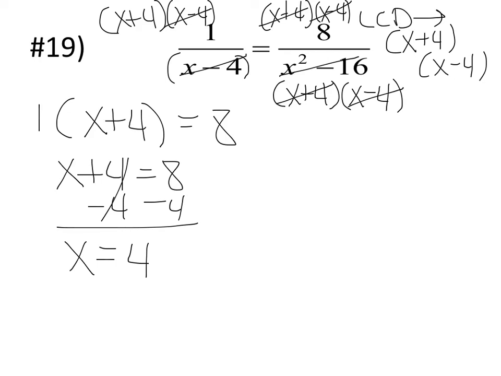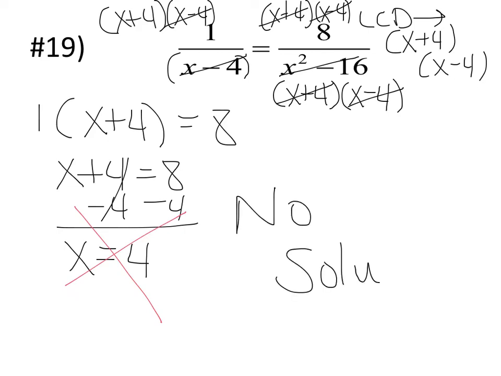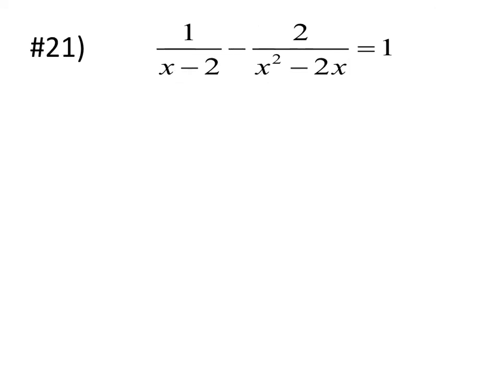If I put 4 in here, am I going to get 0? Yes, 4 minus 4 is 0. So this is not a good answer. So your answer is no solution. So see what happens if you don't check. You would say the answer is 4, and the answer is no solution. And I guarantee you 4 is going to be an option on the test. So please. All right. Last one.